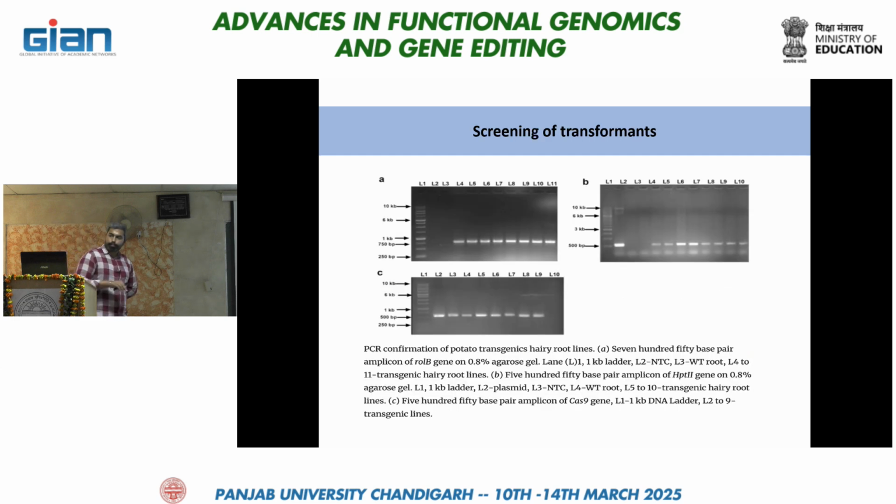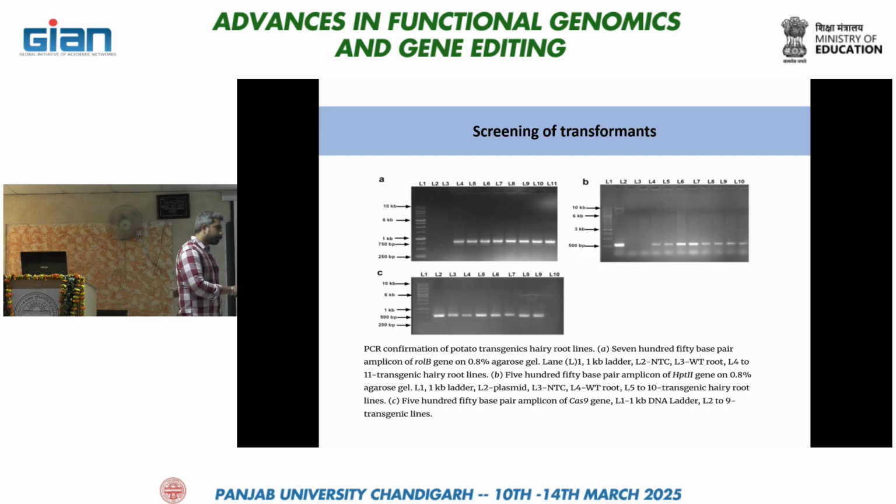Once you have isolated DNA from your mutated transgenic lines, you have to confirm it. This picture shows the confirmation part. Here we have three different gel images. One is showing the rolB gene, using primers specific to the rolB gene, and the second gel is showing the HPTII gene, which is present in our vector. This is the resistance gene for hygromycin.